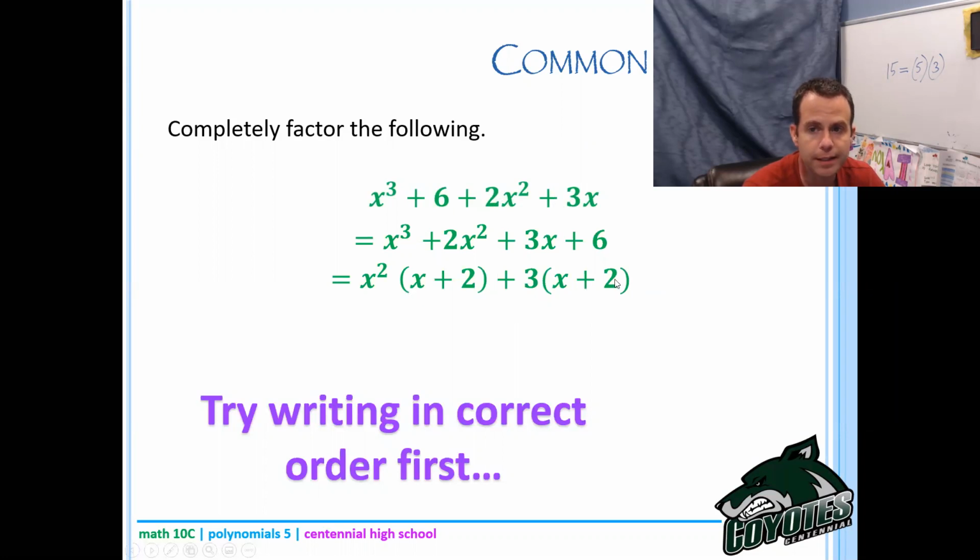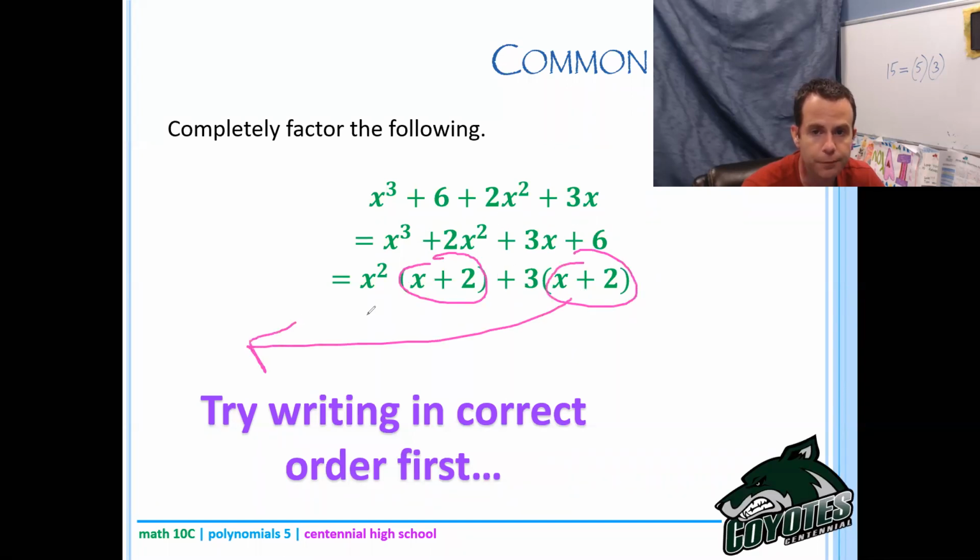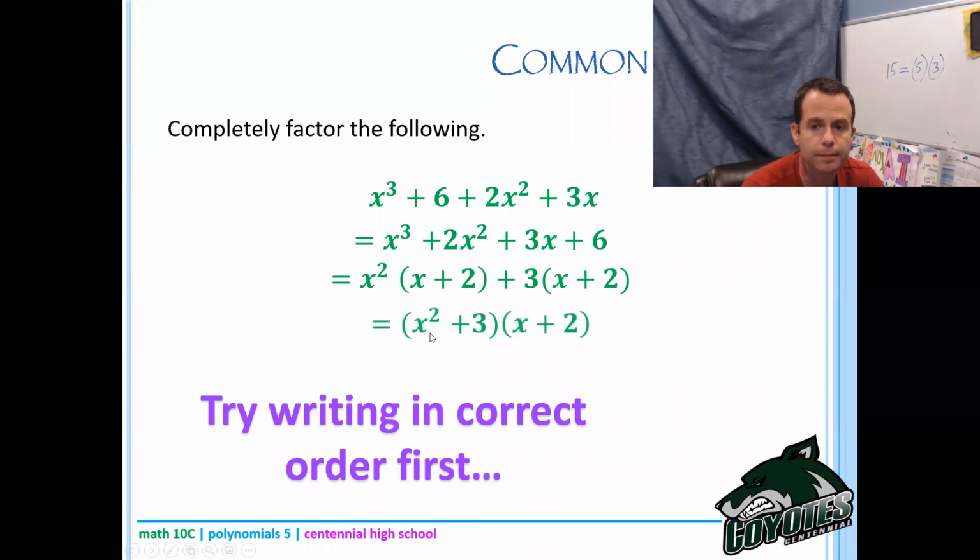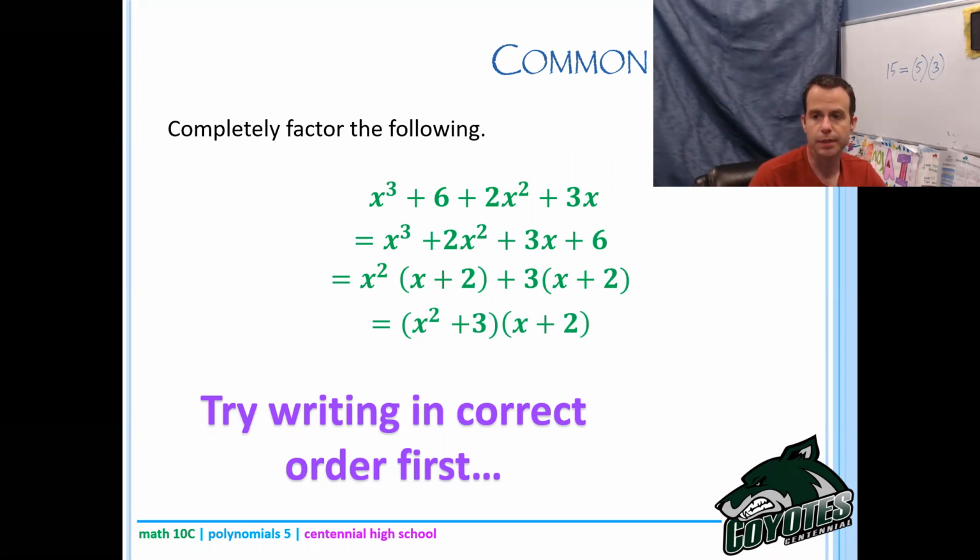So now I see this x plus 2 is common to both, okay? So if the x plus 2 is common to both, essentially, I can factor it out, pull it to the front, okay? And then that would leave me with the x squared plus 3. So my final answer for that would be x squared plus 3 times x plus 2.